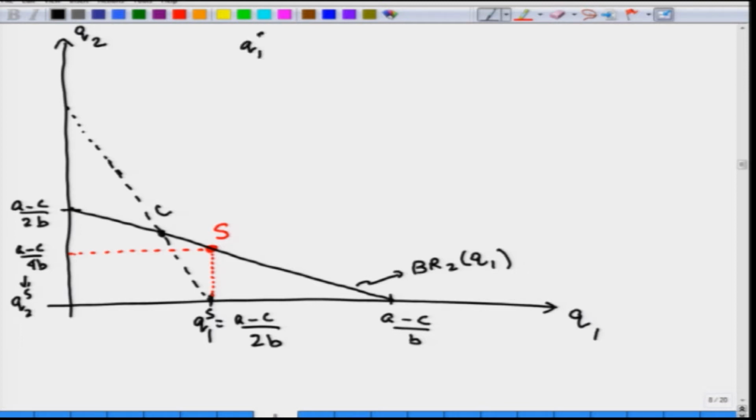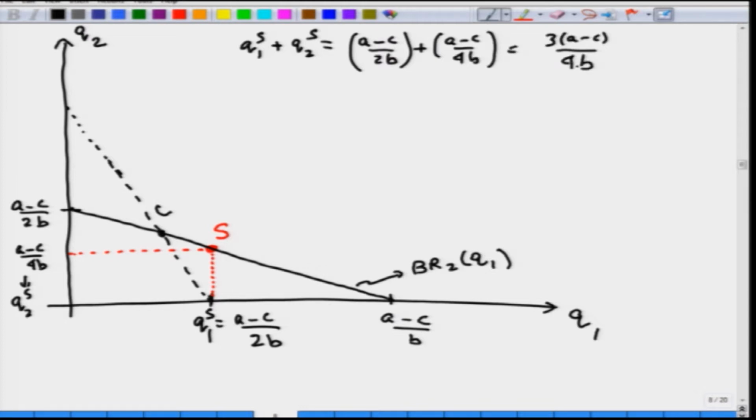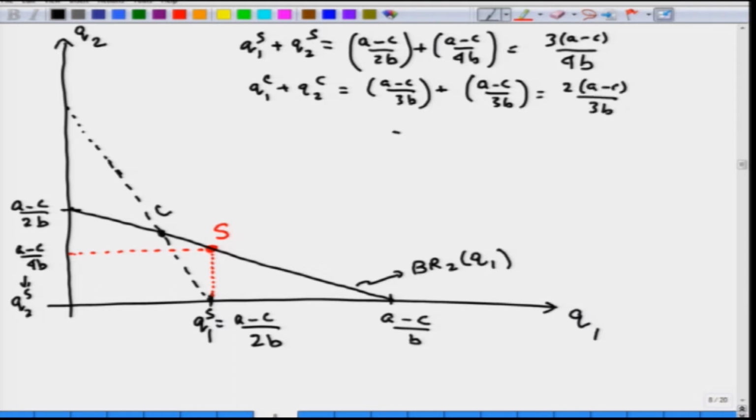Okay. So, we also said that the total output is larger than the output under Cournot. Q1S plus Q2S is (A − C) divided by 2B plus (A − C) over 4B, which is 3 times (A − C) over 4B, and this output is greater than the output under the Cournot model, which is (A − C) over 3B plus (A − C) over 3B, essentially 2(A − C) over 3B. So the output under the Stackelberg model is greater than the output under the Cournot model.